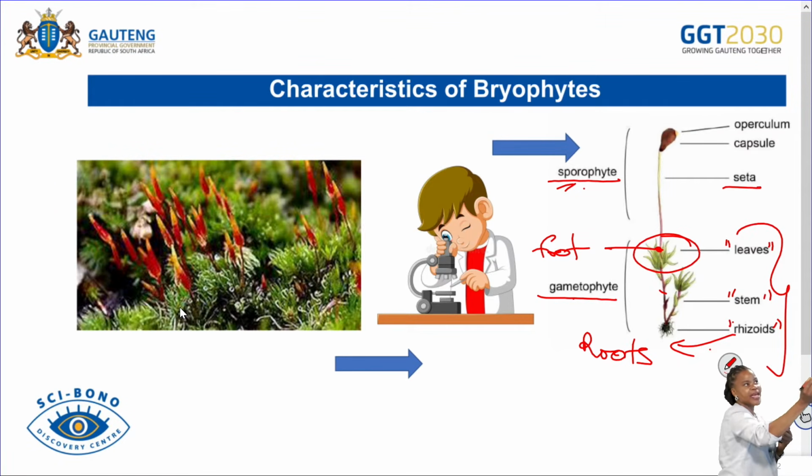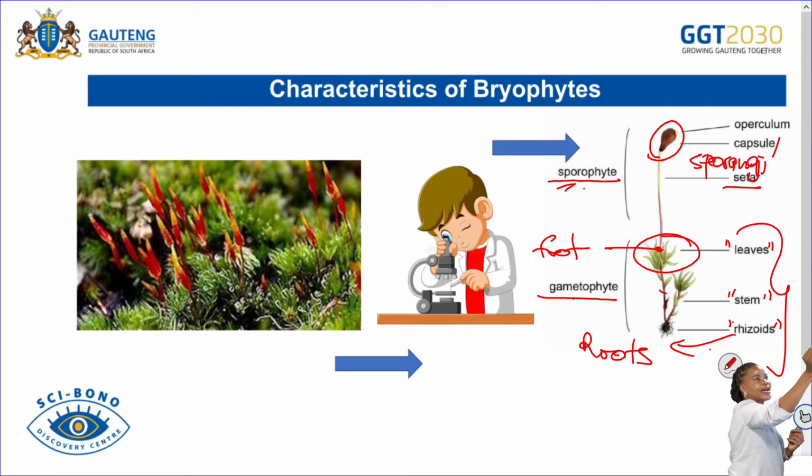The seta. And then the seta upholds the capsule. This is our capsule or sporangium. Other textbooks will be talking of the sporangium. So this is a capsule or the sporangium.